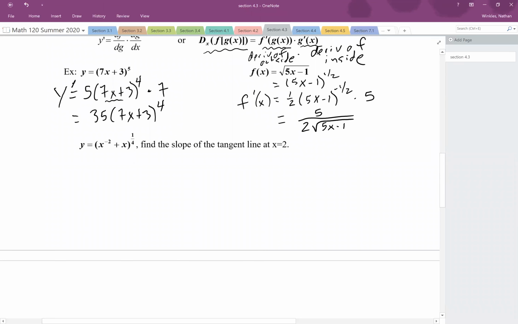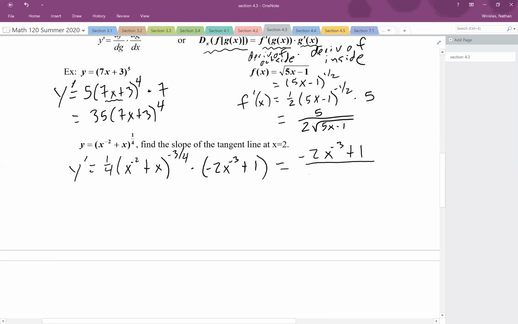So on this next problem, we're told to find the slope of the tangent line at x equals 2. So before we can find any of this, we have to take its derivative. So y prime equals 1/4 times x to the negative 2 plus x to the negative 3/4 times the derivative of the inside, which is minus 2x to the negative 3rd plus 1. If we were to simplify this, we would get minus 2x to the negative 3rd plus 1 over 4 times x to the negative 2 plus x raised to the 3/4.